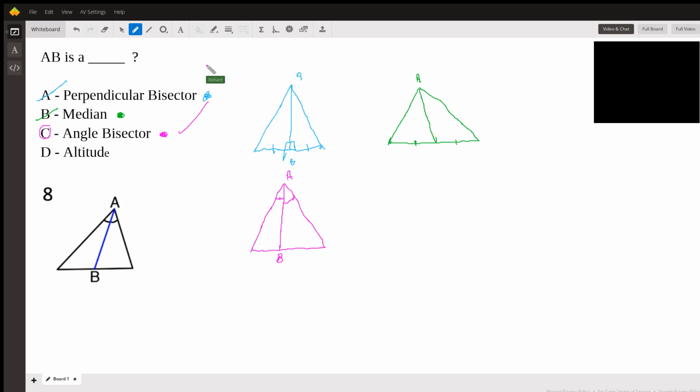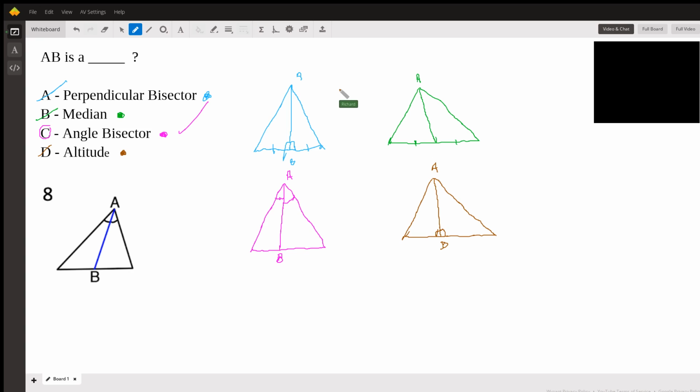And then we'll finish up with the altitude, and we'll use brown for that. So an altitude is perpendicular. It comes straight down, and it's perpendicular to the base here. And there's no indication of a perpendicular here, so it's not an altitude. And that's it. So you're really just doing this by process of elimination.